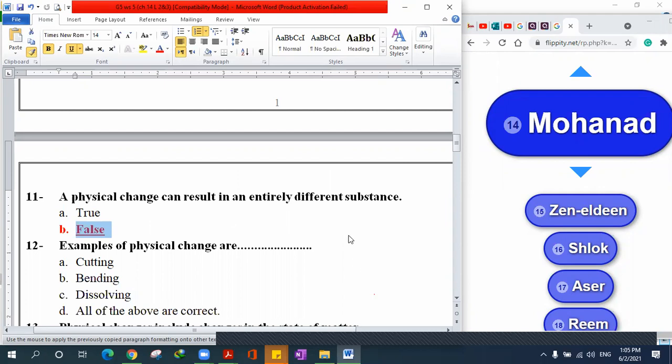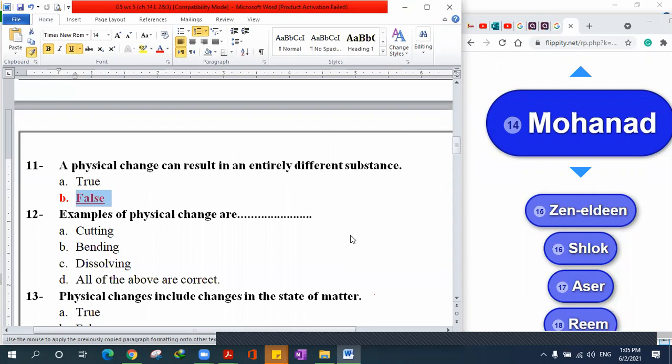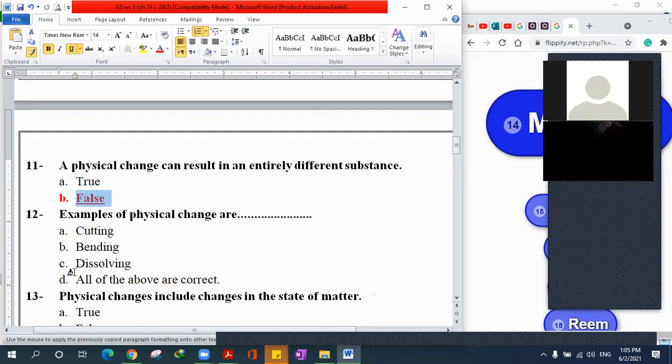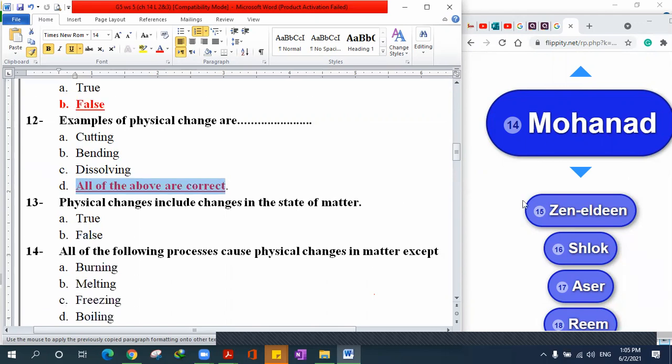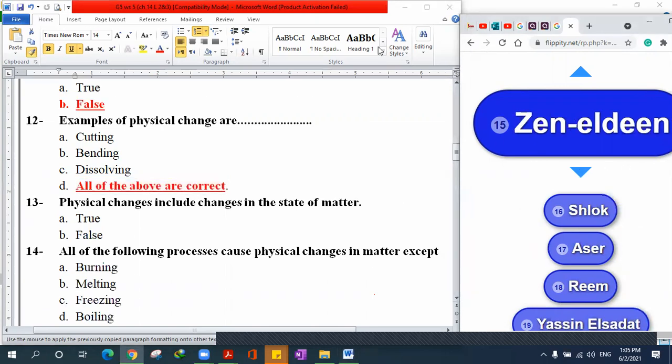Okay, Muhannad, you can answer number 12. Examples of physical change are cutting, bending, dissolving, all of the above. All of the above, yes, because cutting, bending, and dissolving are all physical changes. Thank you so much, Muhannad. Zain is not here, yes?